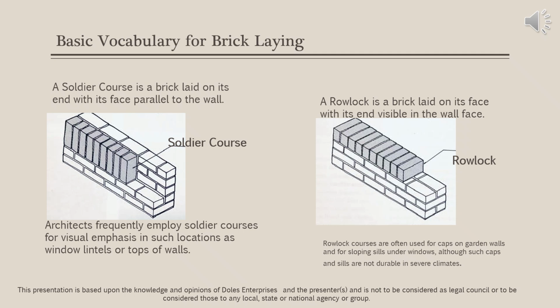Architects frequently employ soldier courses for visual emphasis in such locations as window lintels and at the tops of walls. When we hear the term rowlock, a rowlock is a brick laid on its face with its end visible in the wall face. Rowlock courses are often used for caps on garden walls and for sloping sills under windows, although such caps and sills are not durable in very severe climates.